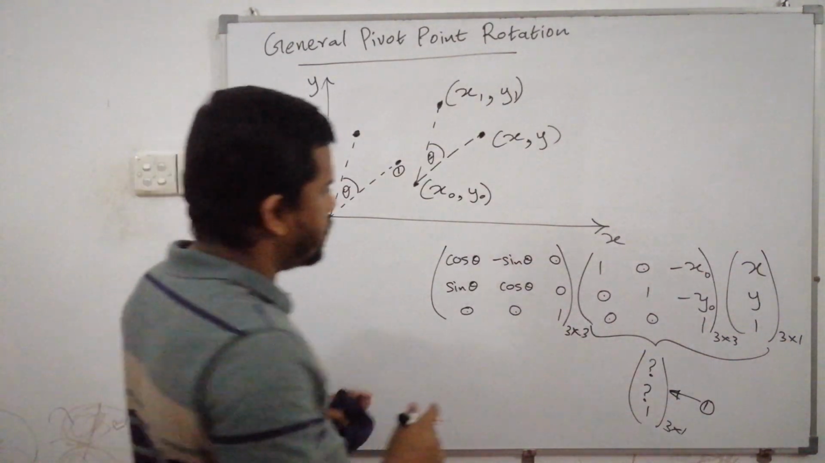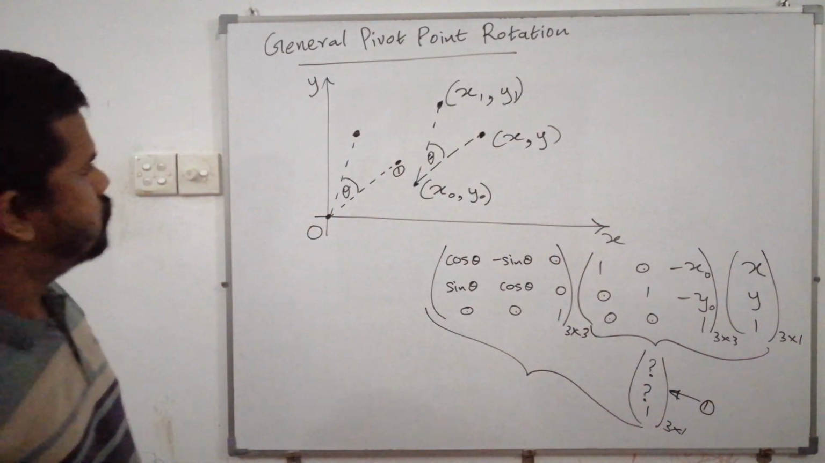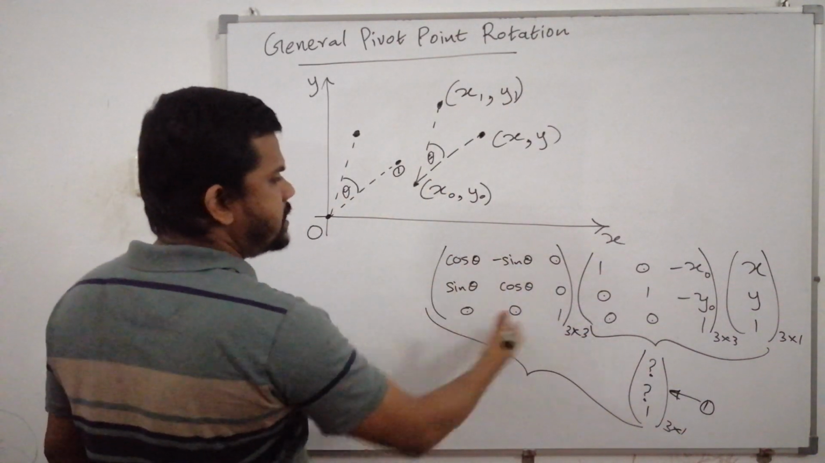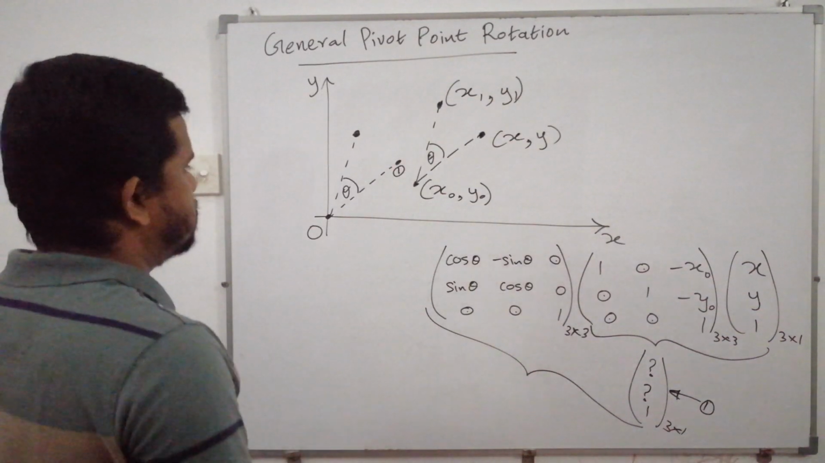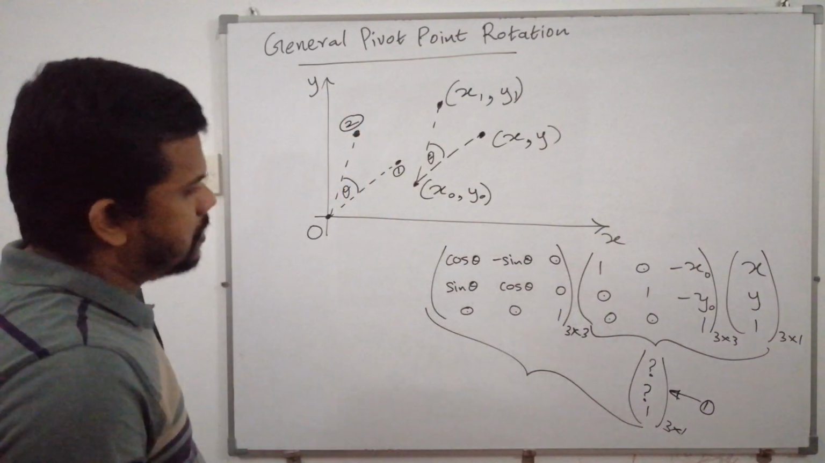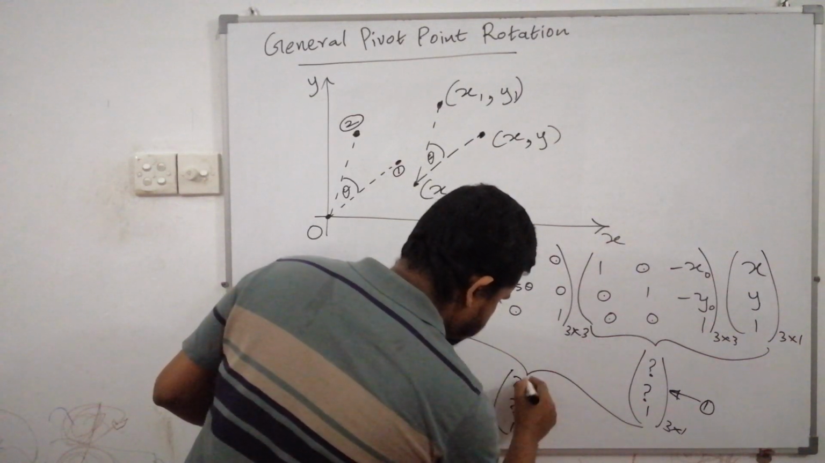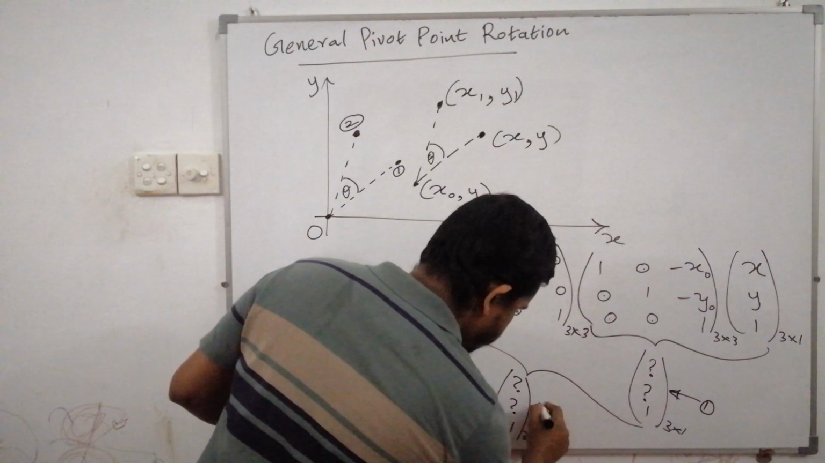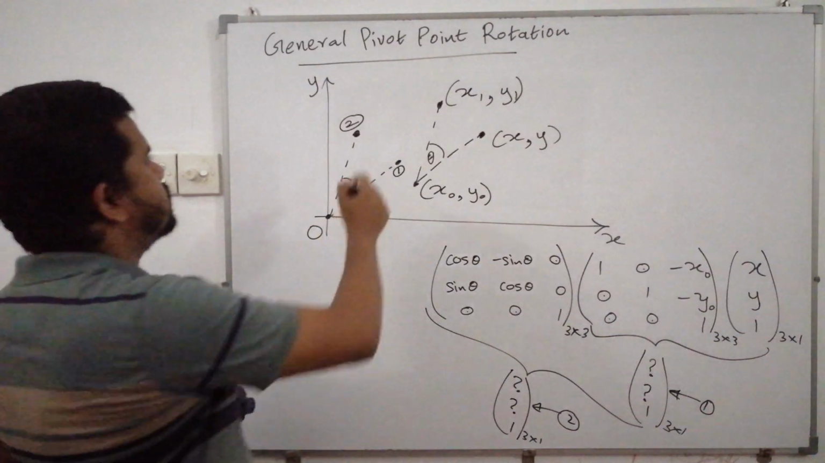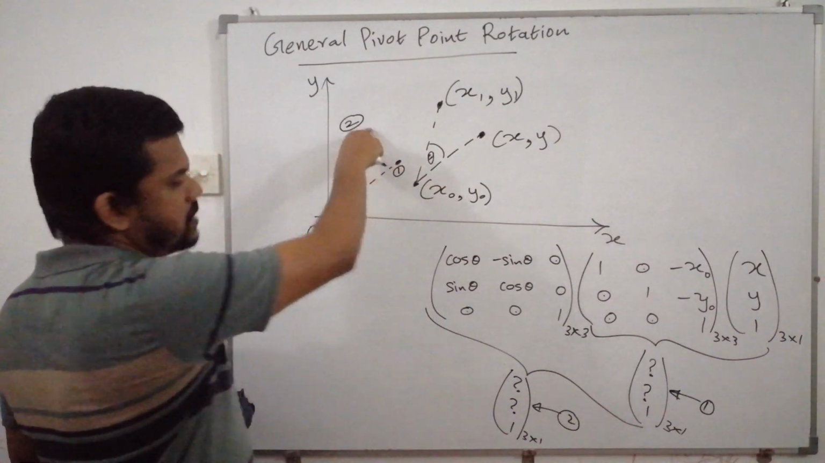So now if we apply this matrix to this one, we apply the rotation matrix around the origin. So we get this one. This is our position 2. So now we will get the coordinates of this point.